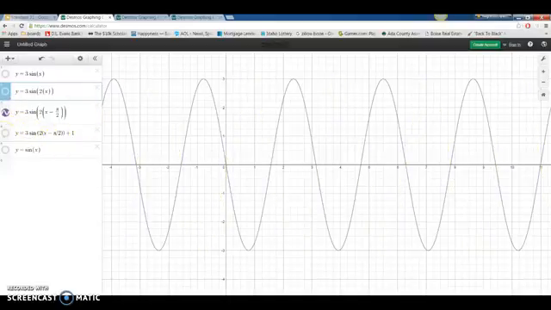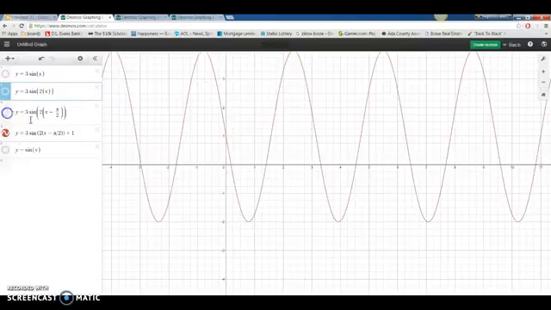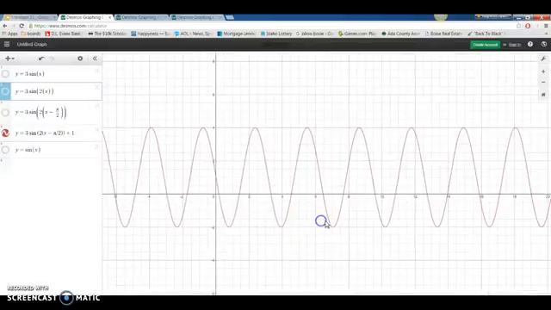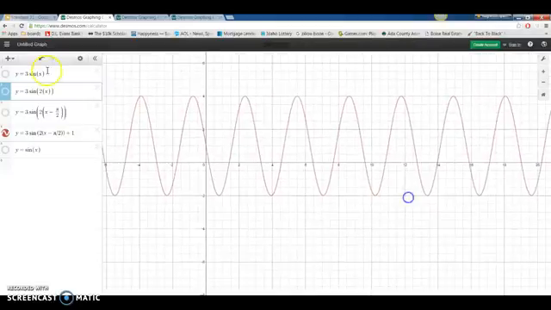And now the last thing we need to do is the vertical shift, and the vertical shift is plus 1, so that means our baseline is now going to be here at 1. And that's pretty easy. It just changes the point at which the minimum and the maximum are, so it's now going to be 4 and negative 2, not 3 and negative 3. So this is what our final graph looks like. And that one's good.